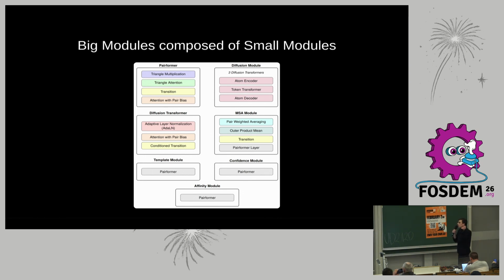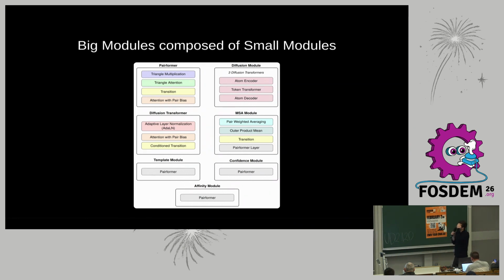This is another way of looking at the architecture, and there we can see that Boltz-2 basically consists of a small number of big modules which are composed of smaller modules. The main big modules are the Pairformer, the diffusion module, and the MSA module. We can, for example, see that the template module, the confidence module, and the affinity module are just thin wrappers around the Pairformer. And so the task of porting the Boltz model to Tenstorrent hardware was just porting those big modules to the Tenstorrent architecture.